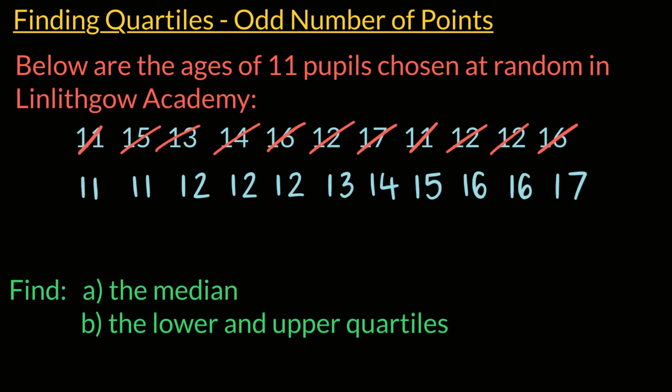The question underneath asks us to find first of all the median and then our lower and upper quartiles for this set of data. Because we have 11 pupils, so we have 11 pieces of data in our data set, there's two different ways that we can find the median. We can either put our finger on either end and count back in until our finger meets in the middle, which works fine because it's a smaller number of data points. Or if you want to use the quick formula, you can use that, which is n plus 1 over 2.